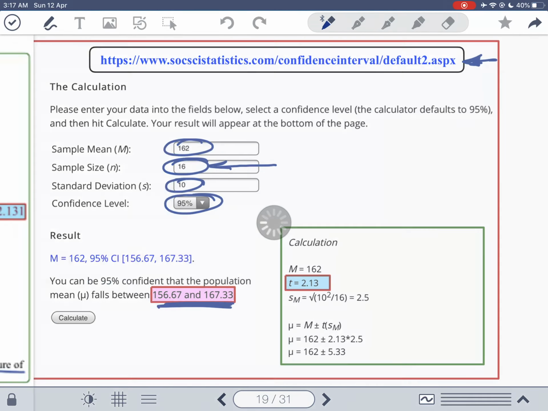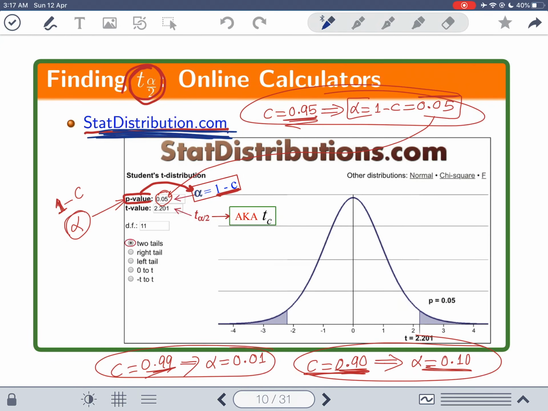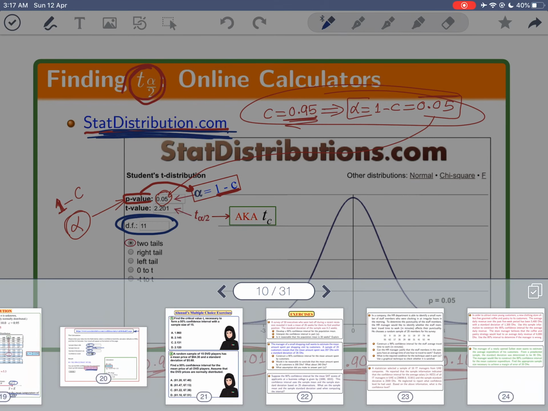But in the other calculator, I'll just go back quickly here. In this calculator, it asks for the degrees of freedom. So just be careful of doing this.